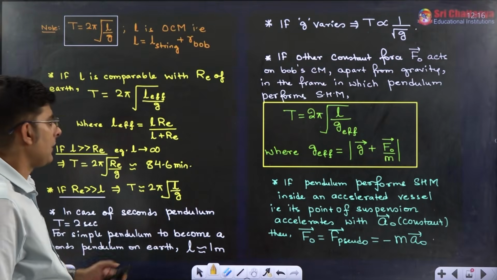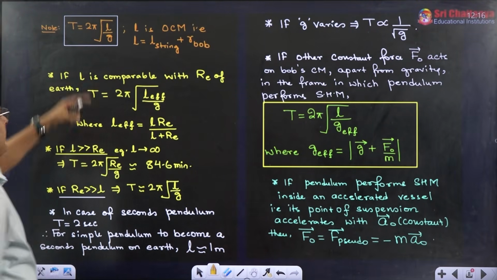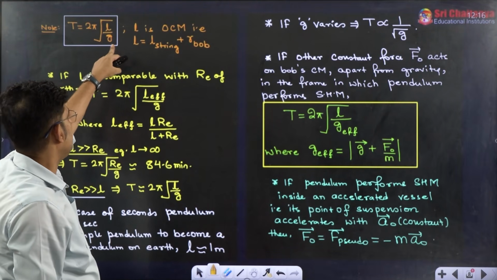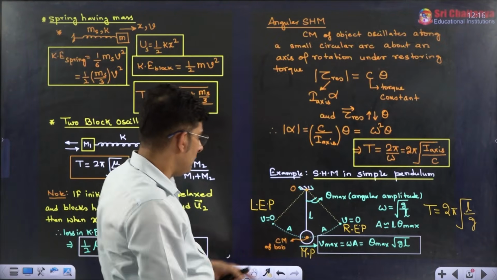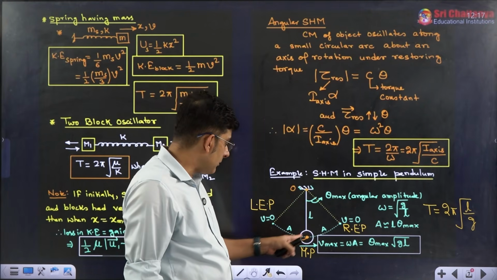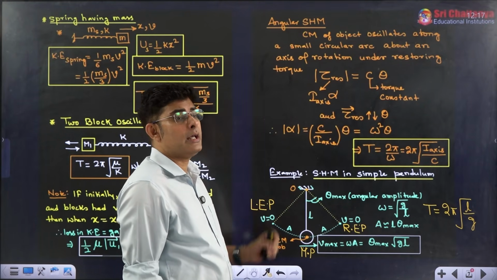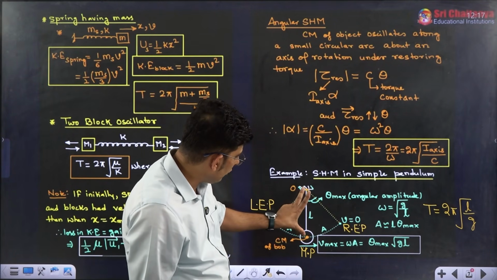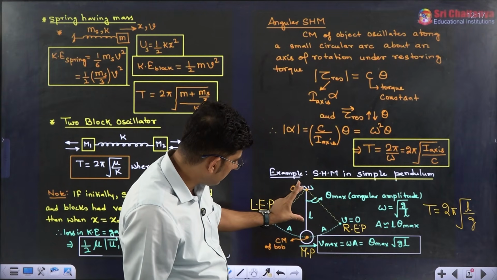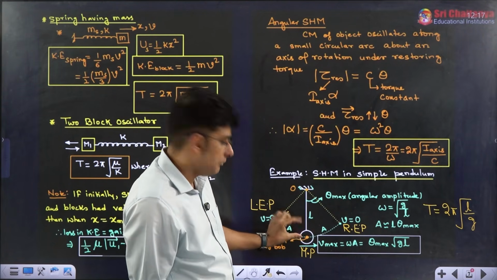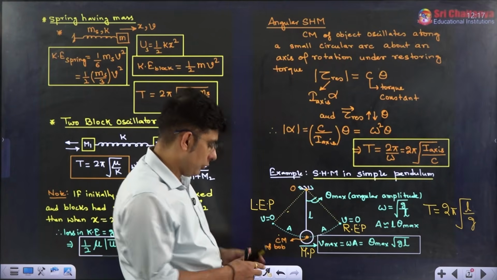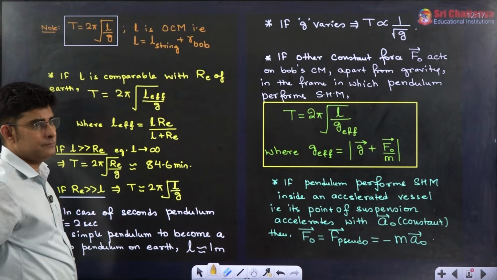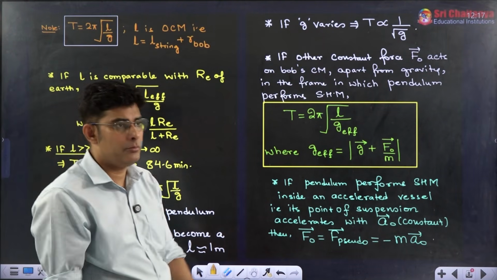Now moving on, time period as I said is 2 pi root L by G. Now here you should be aware of what is L over here. I said L is OCM. Again come back to the diagram. OCM, O is the point of suspension and CM of the bob. The separation between these is known as length of the pendulum. So here the length I am taking is the total length of the thread or string plus the radius of the bob, because I have to take the total distance from the center. So that's what I have written over here, that L is OCM, that is length of the string plus radius of the bob, if you are assuming that the bob is uniform.